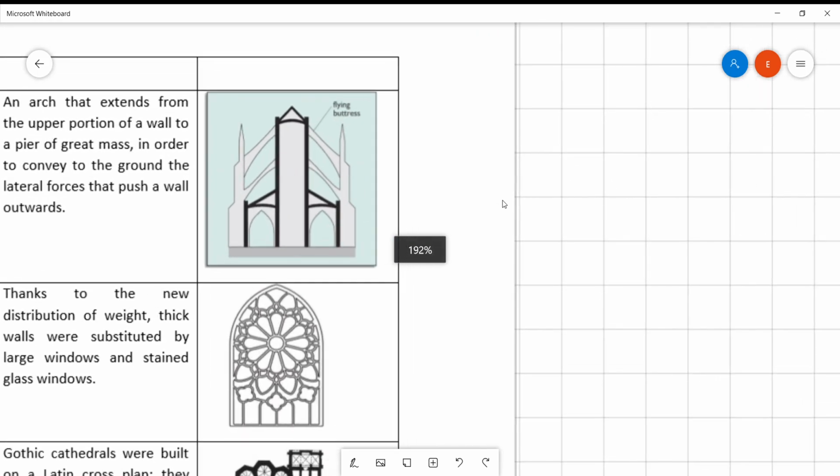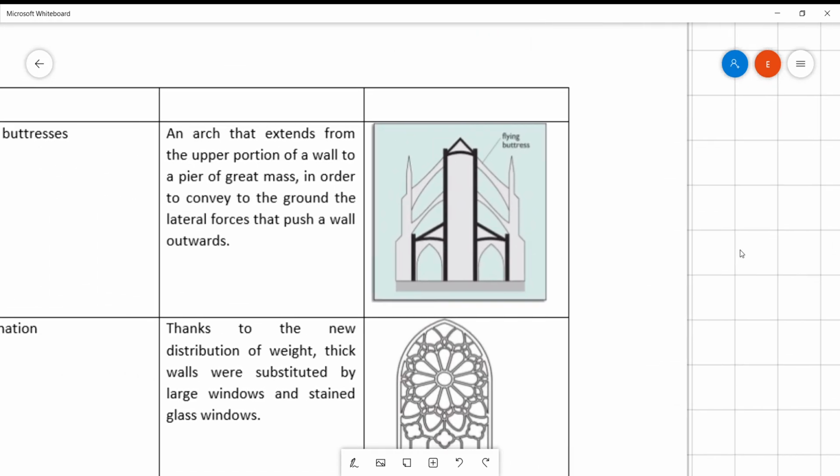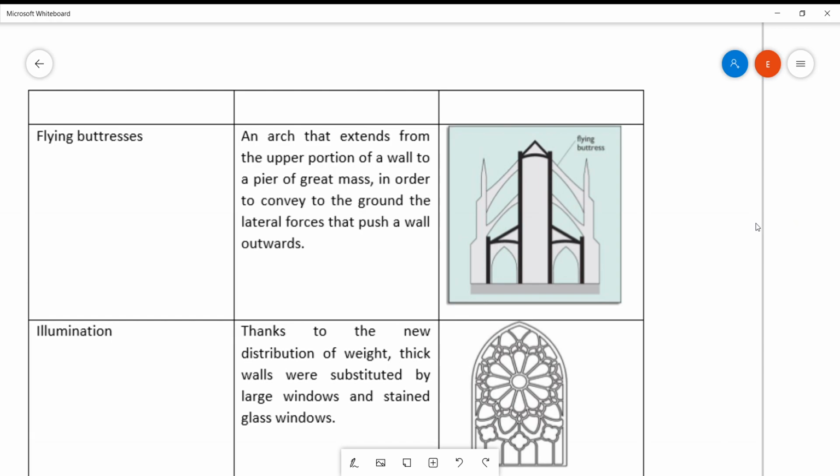Okay, we can see here what we were talking about with the flying buttresses. A flying buttress is an arch that extends from the upper portion of a wall to a pier of great mass. Okay, so to this column. So this arch here is what we call flying buttress. And this is to convey, para transmitir the load, el peso o la carga to the ground, al suelo.